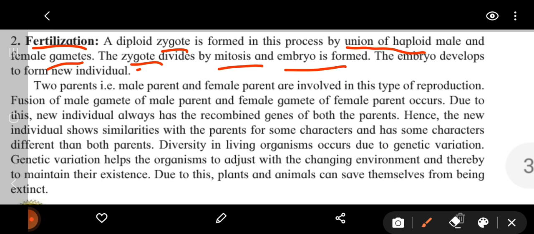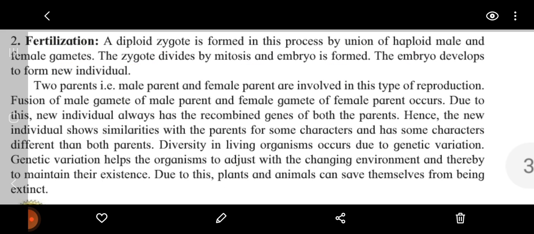First, the union of gametes leads to the formation of zygote, and then the zygote divides by mitosis, another type of cell division, and then an embryo is formed, and then the embryo develops to form a new individual. See the sequence: first gametes form, then the union of the gametes leads to the formation of zygote, and the zygote divides by mitosis to form an embryo, and then this embryo develops into a new individual.